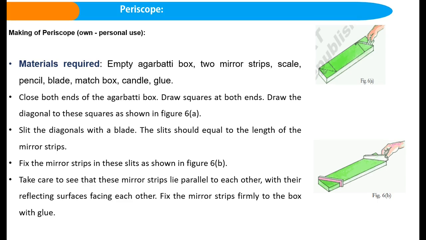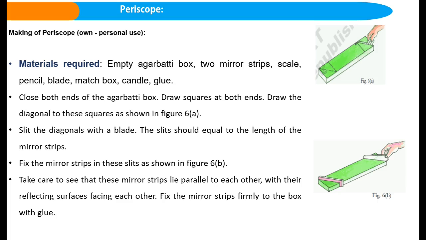And making our own periscope. Materials required: empty agarbatti box, 2 mirror strips, scale, pencil, blade, matchbox, candle, glue. Procedure, children: close both ends of the agarbatti box. Draw squares at both ends. Draw the diagonal to the squares as shown in figure 6a.